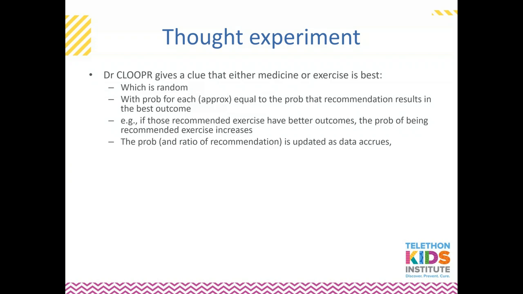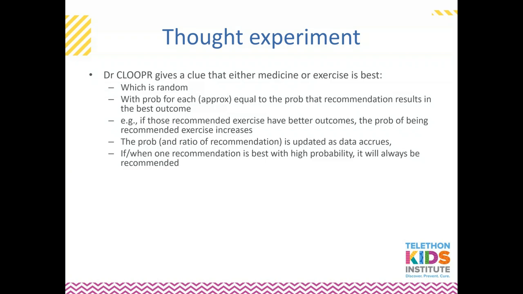And that probability increases over time as she accrues more and more data and more support for exercise over medicine. And that probability informs the ratio, the proportion of the time that she recommends exercise rather than medicine. If or when one recommendation is clearly associated with a better outcome, then she will always recommend that treatment option. So if she's already accumulated data that says with greater than 97.5% probability exercise is better than medicine, then she will always recommend exercise.